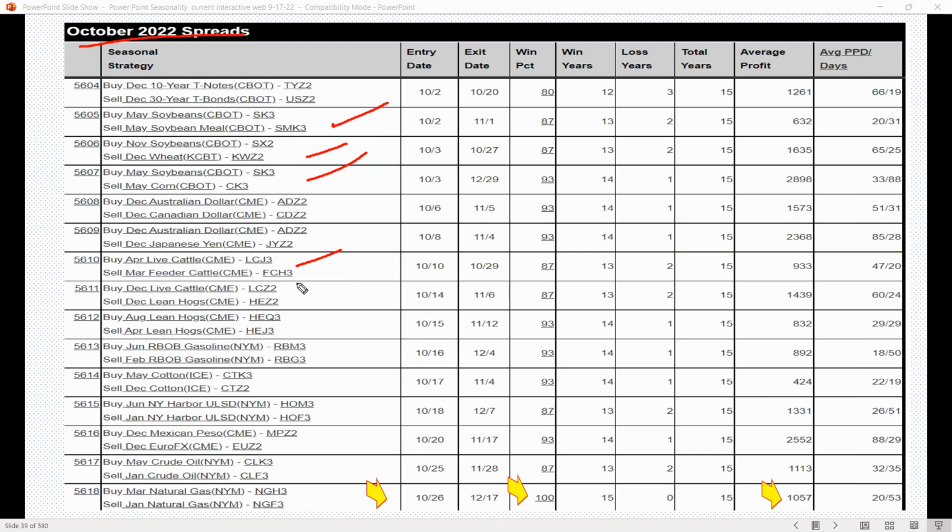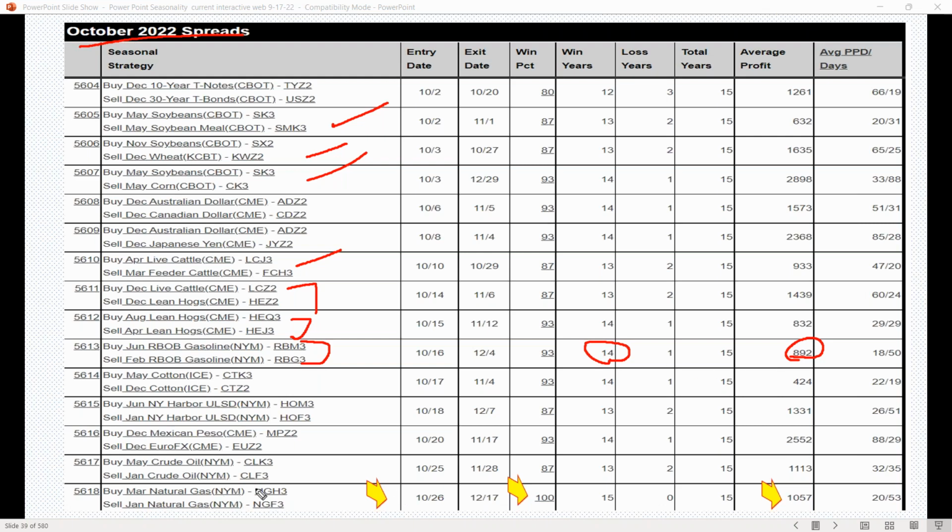Cattle's really good. Hogs are really good, really liquid. Gasoline is crazy, I like that. These are really crazy spreads, but they can do really well. So here's going long the spread: you're long June RBOB, but short February. This is playing a timing spread. It's been a winner 14 out of 15 years, with an average profit of $892 per spread.